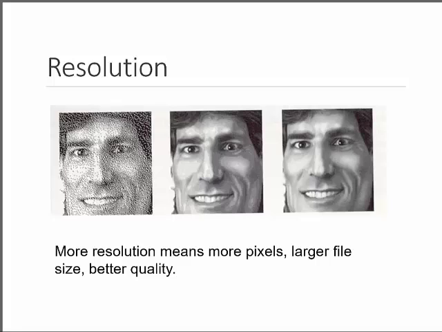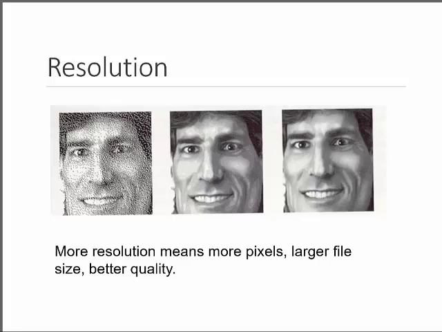Resolution is the quality of the pictures on a screen, in a print, or a file. DPI, or dots per inch, refers to print resolution. PPI, pixels per inch, refers to screen resolution. More resolution means a higher file size and greater image quality. Different file types contain more or less information, resolution.